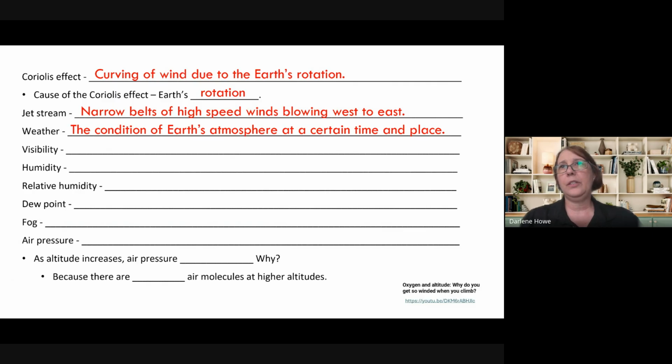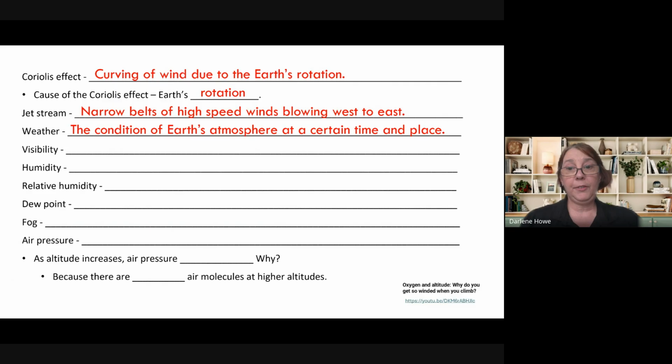How would we describe visibility? When I think of visibility, I think of what is the pollution today? I look out the window, and if I can't see that big high rise beside us, I know we've got some problems, right? So, how do we describe visibility?